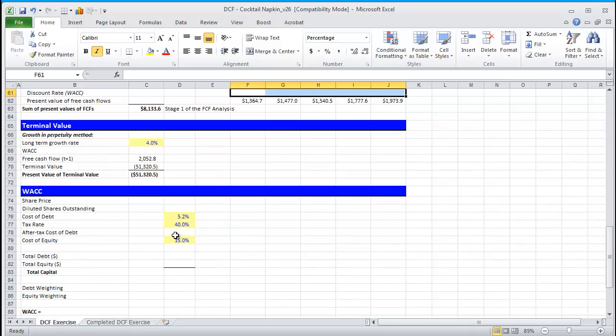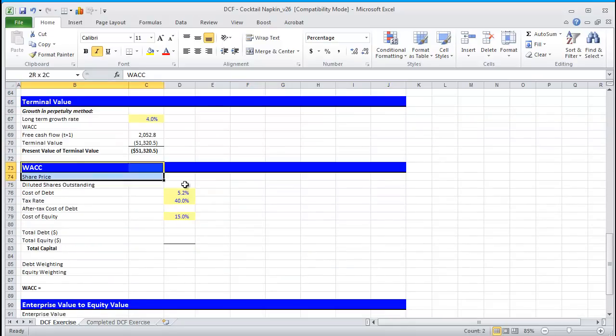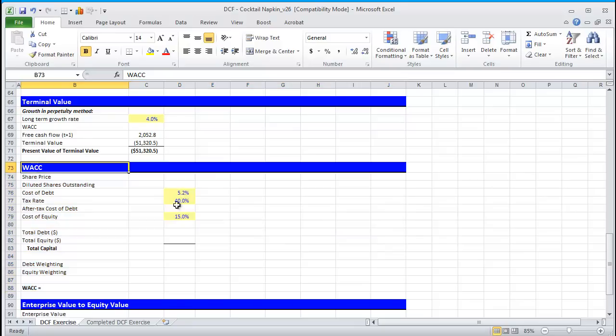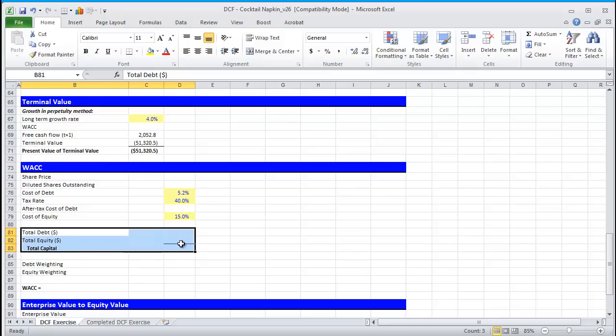So now that we have a recap of the first video, let's tackle what we want to tackle in this video, which is WACC, as well as going from enterprise value to equity value. Before we even begin, let's discuss what WACC is and why we use it. WACC is the weighted average cost of capital. It is a blended rate of return for all the capital providers of a company.